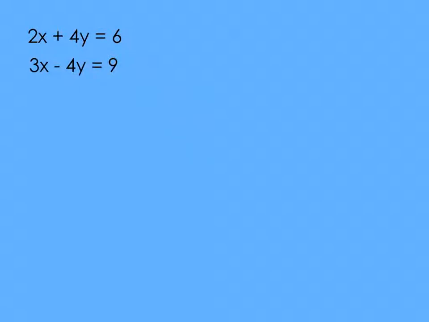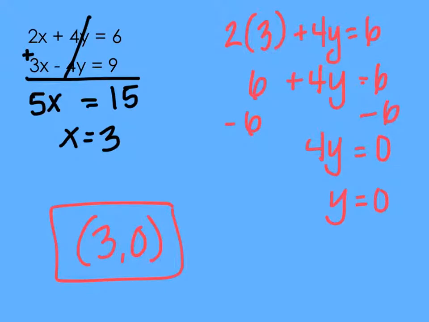Try this next one on your own. Unpause the video when you're ready to check. If you solved correctly, you would have added. That led you to x equals 3, which you could then plug back in to find out that y was equal to 0.